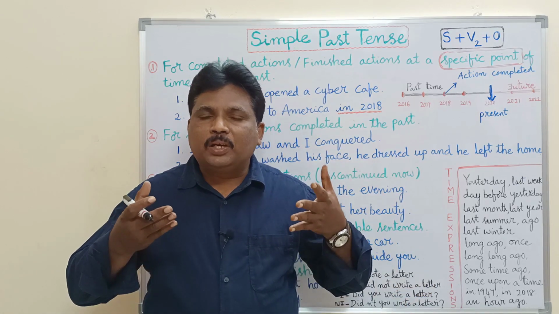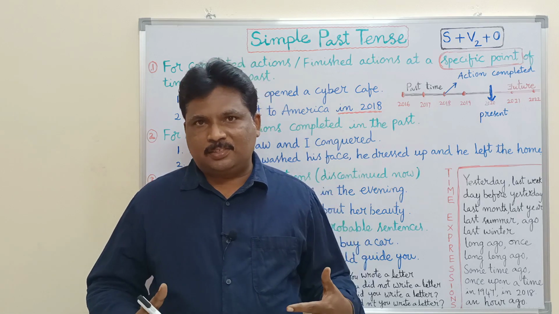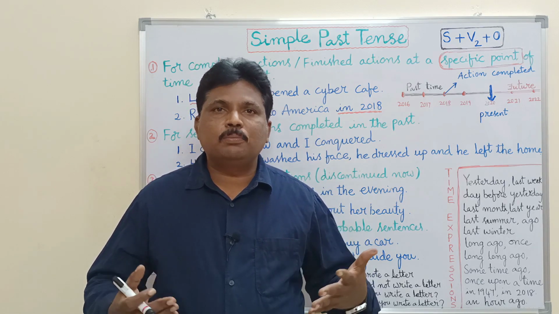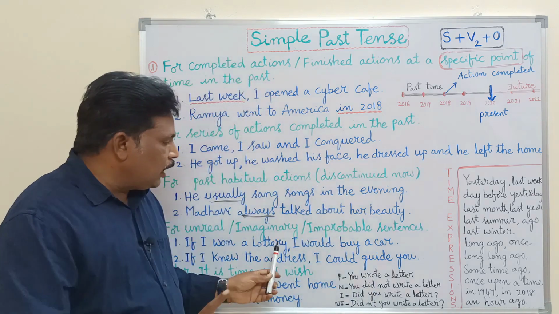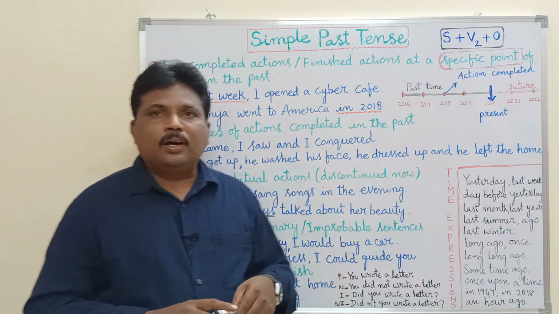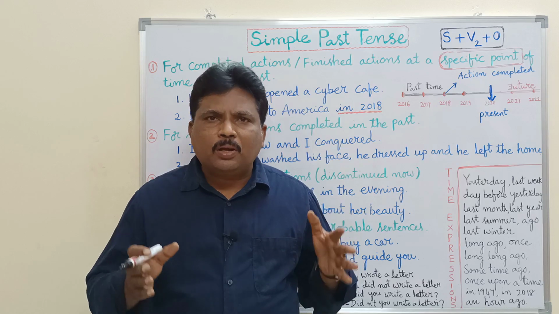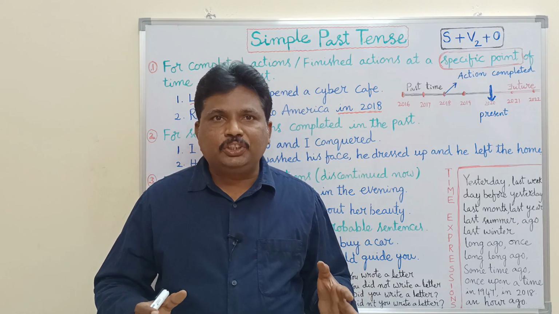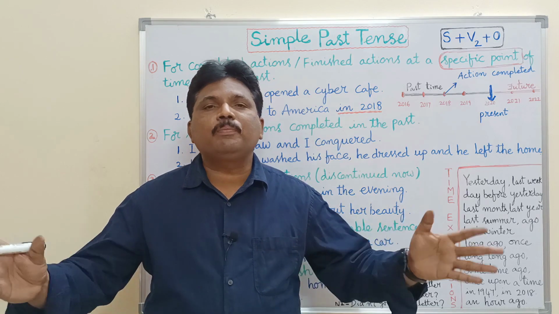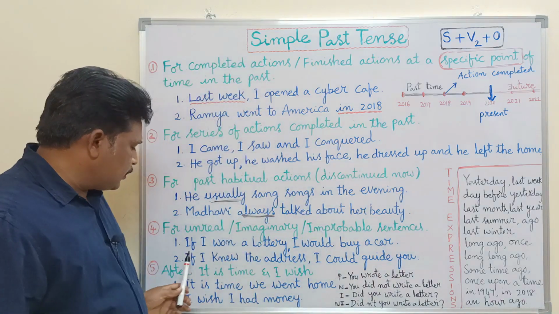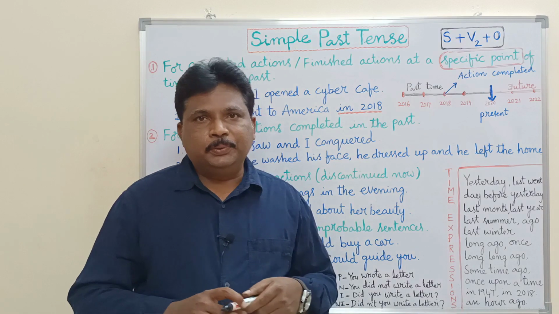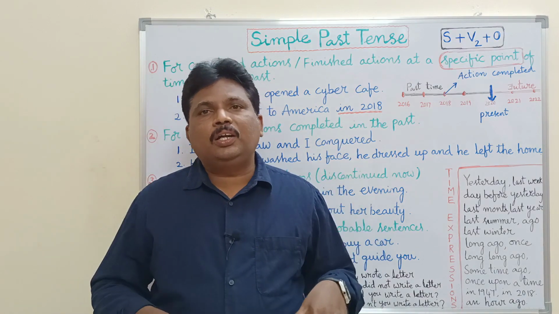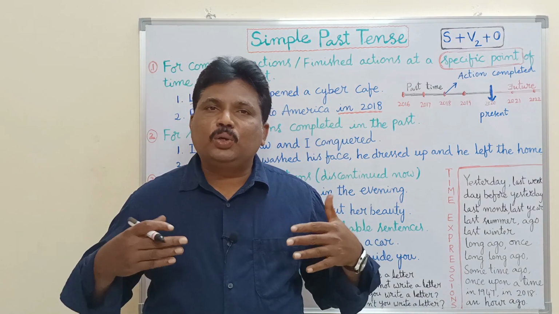Here, the verb is in past tense. Of course, it is not probable to win the lottery and buy a car. So this is an improbable condition, an unreal condition, which is far away from reality. Another example. If I knew the address, I could guide you. So, if I knew the address, that means I do not know the address.